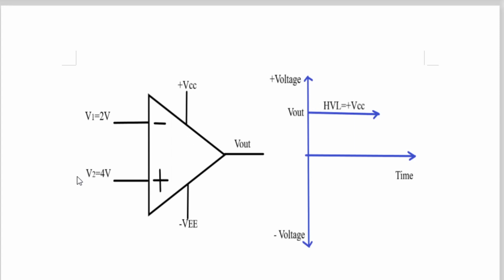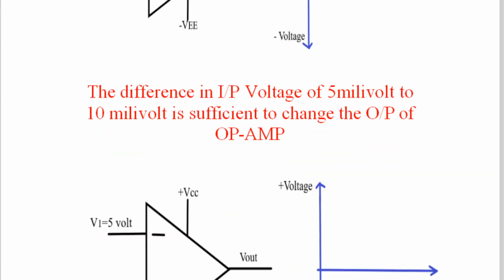Whenever the voltage at the non-inverting input pin is greater than the voltage at the inverting input pin, we have taken 4 volt at non-inverting and 2 volt at inverting, the output of the op-amp will be high voltage level. Now the question comes here, how much greater should this voltage be than that voltage? In case of op-amp, a difference in input voltage of 5 millivolt to 10 millivolt is sufficient to change the output of the operational amplifier. So this you remember, only 5 millivolt to 10 millivolt.